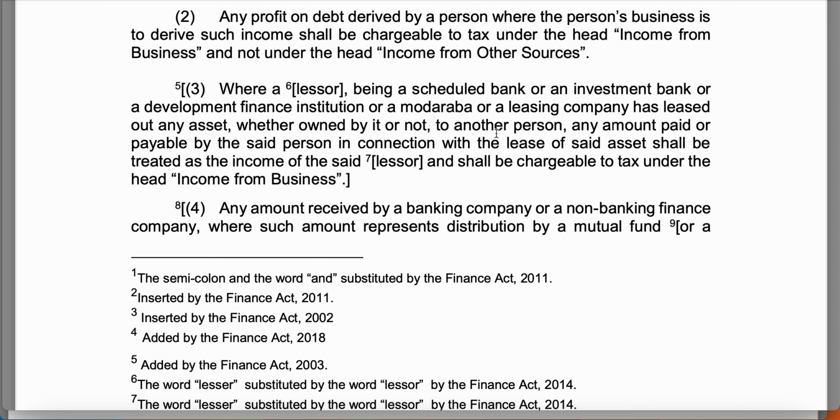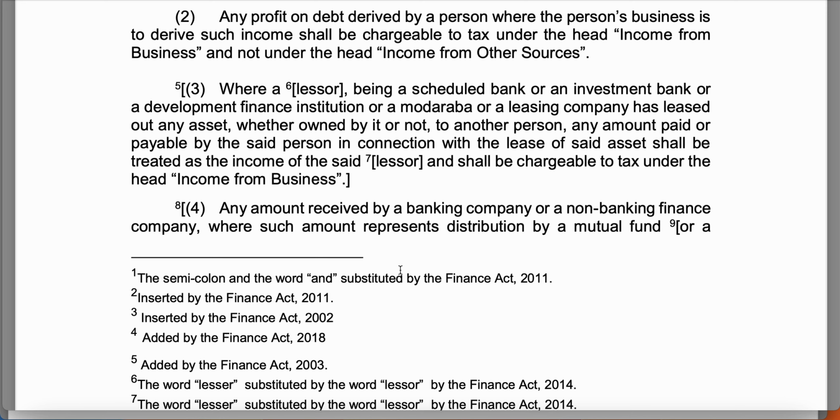Similarly, where a lessor, being a scheduled bank or an investment bank, development finance or leasing company, has leased any asset, whether owned or not, to any other person, any amount paid or payable by the said person in connection with the lease of said asset shall be treated as the income of the said lessor. So this is the treatment when a scheduled bank or investment bank is acting as a lessor, meaning providing the business anything on lease, then that income will also come under income from business. And this is to stop banking businesses from diverting their income under different heads and then lowering their tax liability. So this loophole has been plugged, or this practice has been stopped.